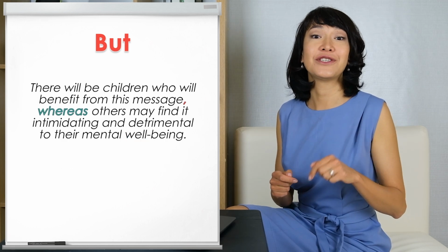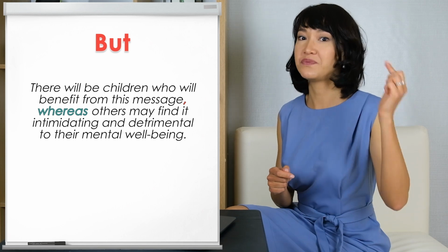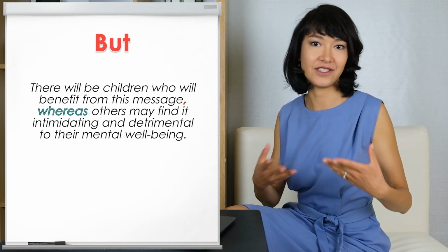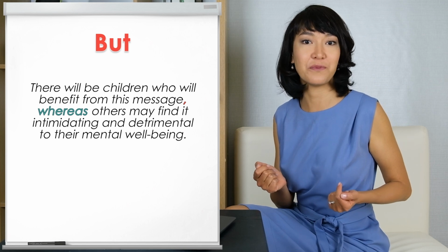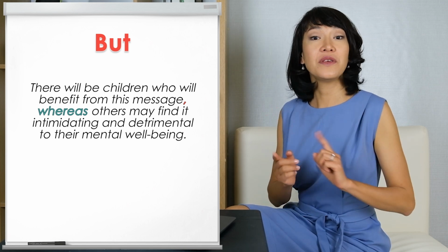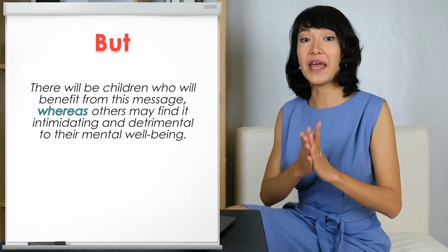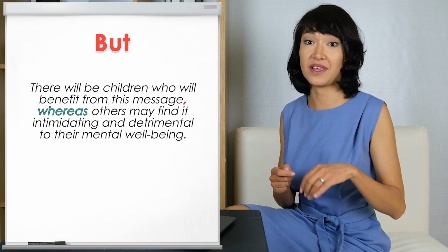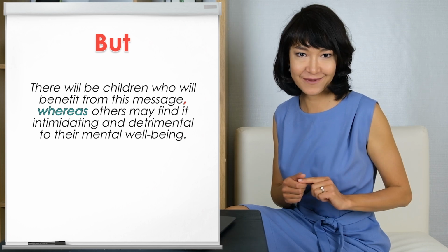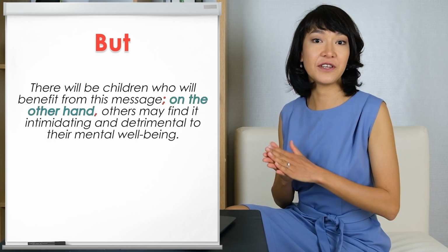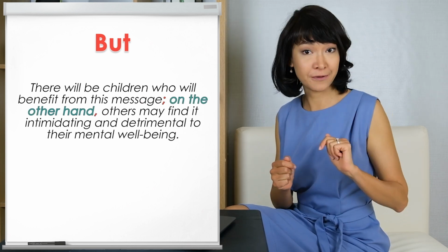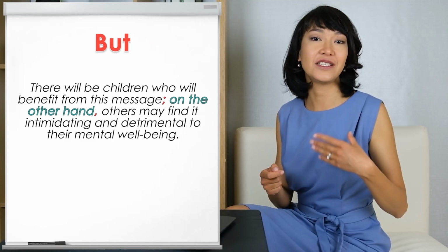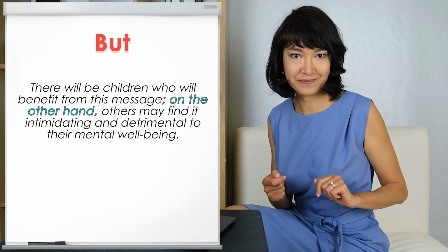There will be children who will benefit from this message, comma, whereas others may find it intimidating and detrimental to their mental well-being. With the other examples, we should pay careful attention to punctuation in the same way we do with however and nevertheless. There will be children who will benefit from this message, semicolon. On the other hand, comma, others may find it intimidating and detrimental.